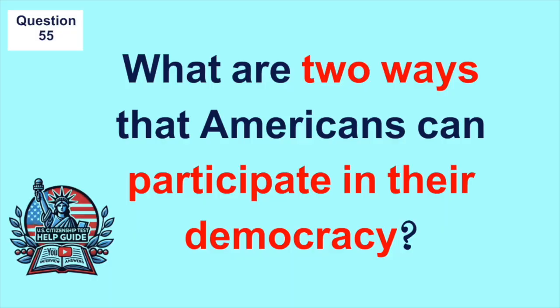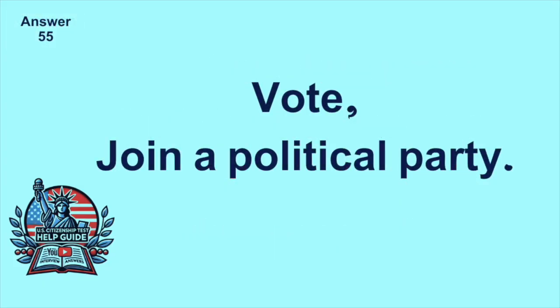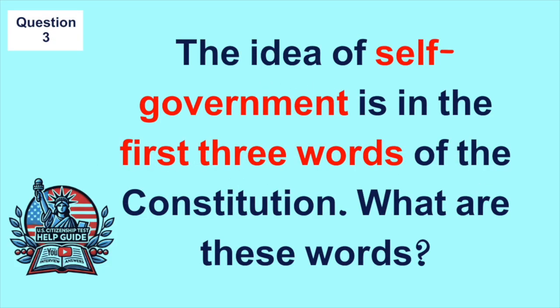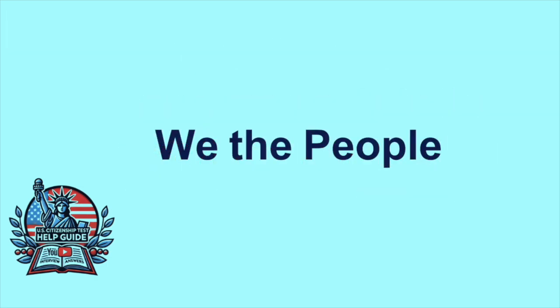What are two ways that Americans can participate in their democracy? Vote. Join a political party. The idea of self-government is in the first 3 words of the Constitution. What are these words? We the people.